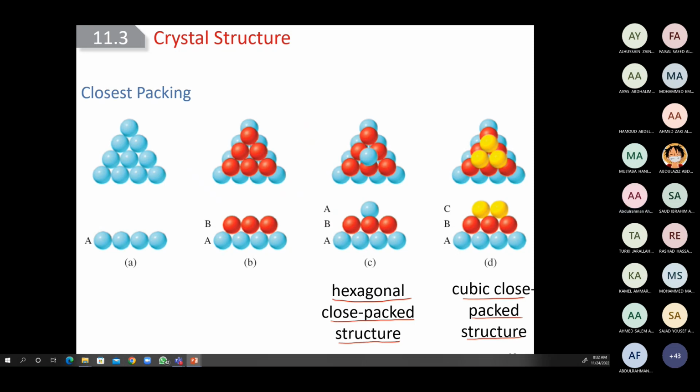Now, if we put blue, red, blue again, what's this called? Hexagonal. And then we put blue, red, and then yellow. They are the same atoms, but we put them in different colors to differentiate. What's this called? Cubic. Cubic close.